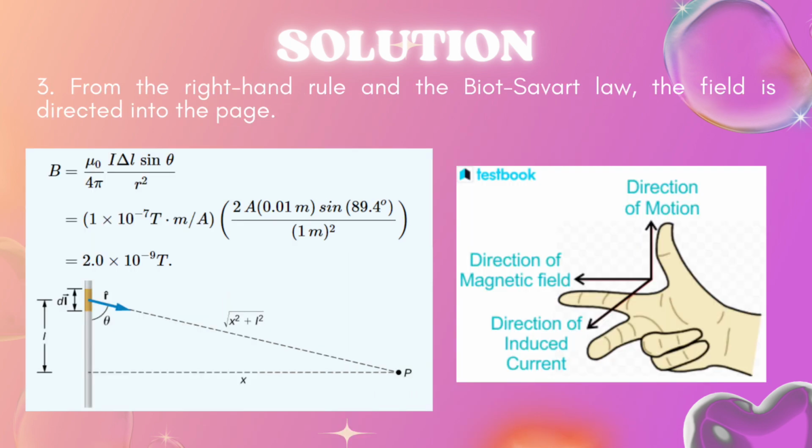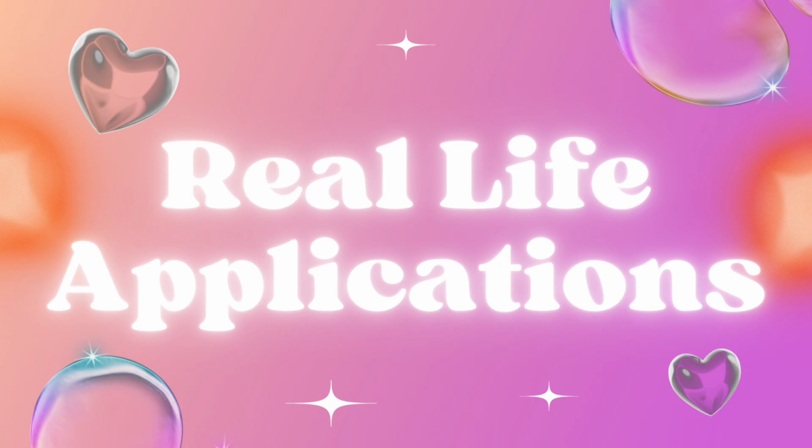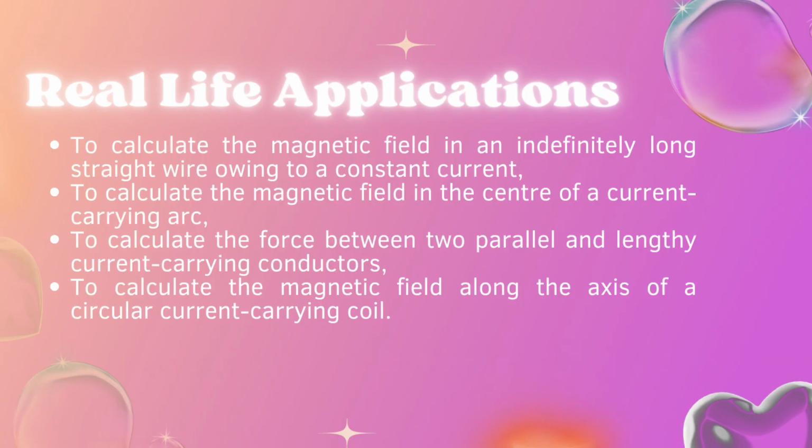For the last step, using the right-hand rule and the Biot-Savart law, the field is directed into the page. Now let's proceed to the significance of solving this problem. This approximation is only good if the length of the line segment is very small compared to the distance from the current element to the point. If not, the integral form of the Biot-Savart law must be used over the entire segment to calculate the magnetic field. The real-life applications of the Biot-Savart law are the following.